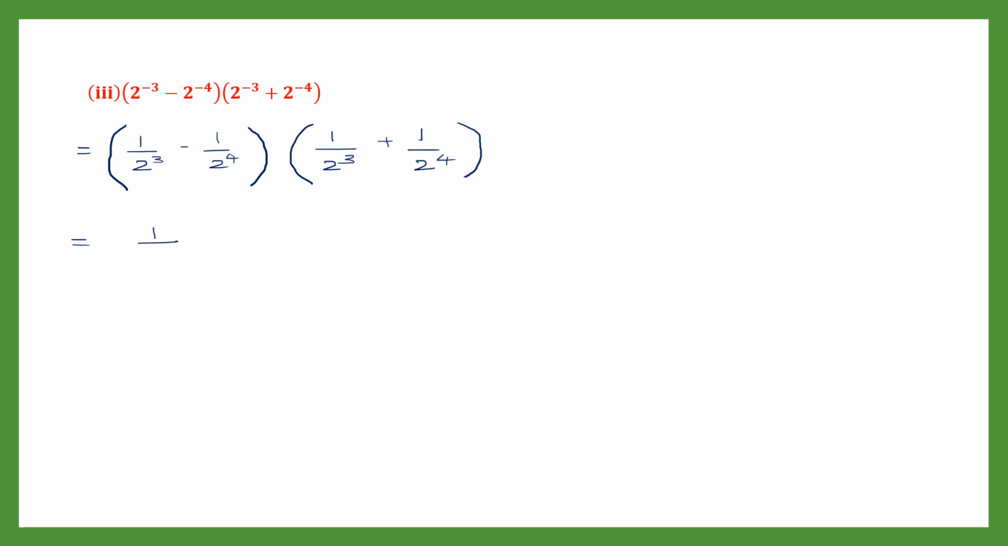1 by 2 raised to the power of 3 means 2 into 2 into 2. 2 twos are 4, 4 twos are 8. So this is 8 minus 1 by 2 raised to the power of 4. So here we have 2 four times. Let's write it once more. So this is 2. So 2 twos are 4, 4 twos are 8, 8 twos are 16. So this becomes 1 by 16. Then here we have again 1 by 2 raised to the power of 3 is 8 plus 1 by 2 raised to the power of 4 is 16. We just did these two. So now here, as you can see, this has become subtraction of fractions and this is addition of fractions.